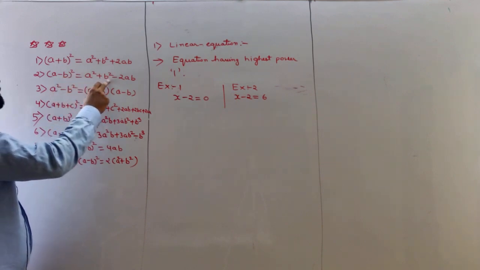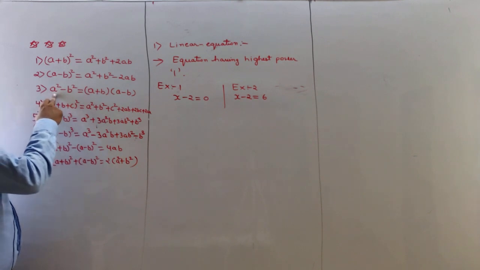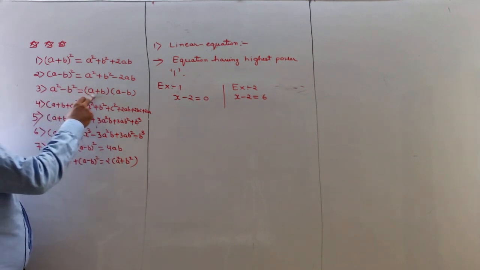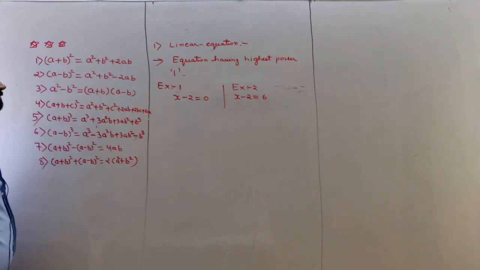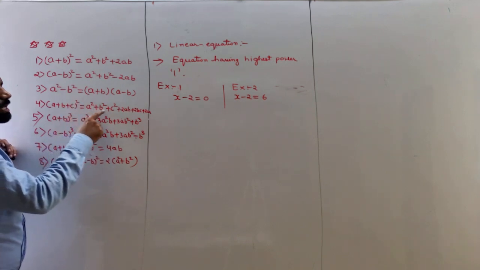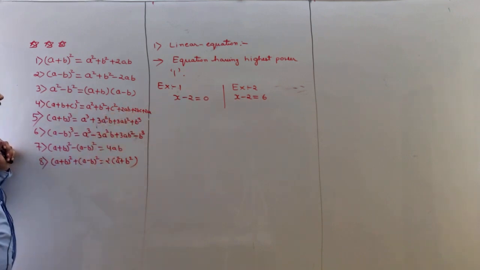Second formula, which you already studied in your junior classes, a minus b whole square, that is equal to a square plus b square minus 2ab. Third formula is a very important formula, a square minus b square, that is equal to a plus b into a minus b. Fourth formula, a plus b plus c whole square, that is equal to a square plus b square plus c square plus 2ab plus 2bc plus 2ca.